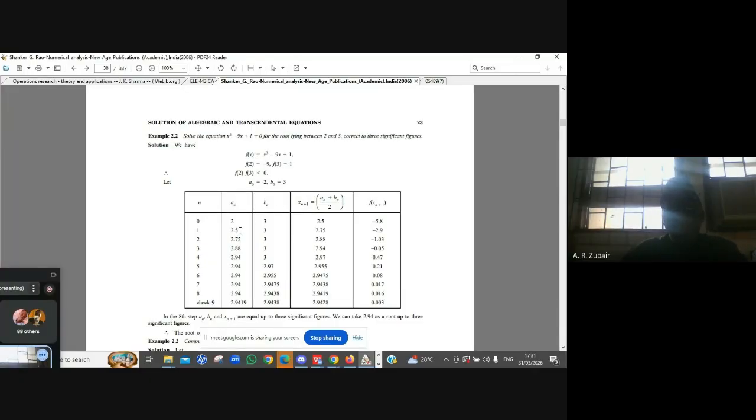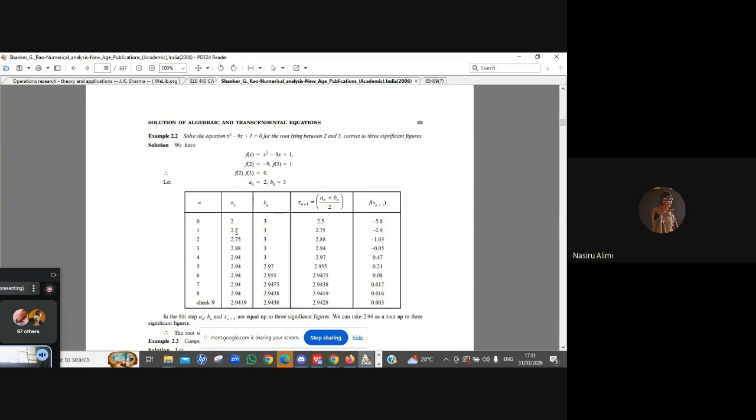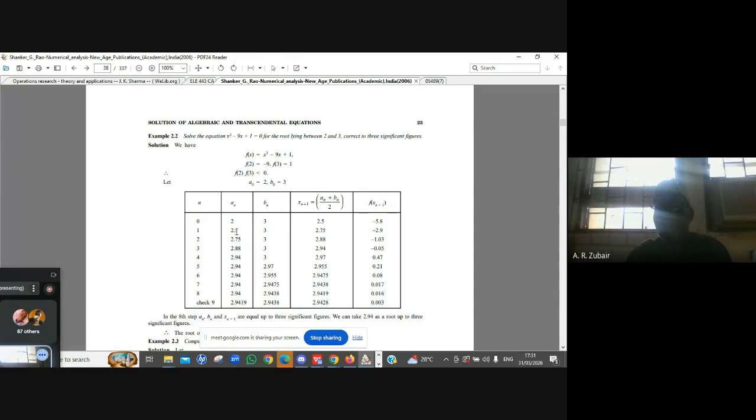Why are we replacing? We know that 2 is not a solution. 2.5 is getting us closer. We are no more looking at 2. Our solution is likely to be between 2.5 and 3. It cannot be between 2 and 2.5. Now, based on this, we calculate a new x: 2.5 plus 3 divided by 2. What do we have? We have 2.75, right? Put 2.75 in that expression, we are going to have minus 2.9. We are moving closer and closer.